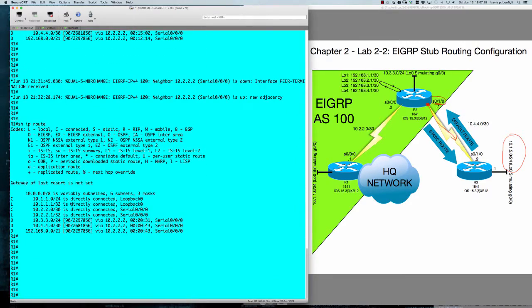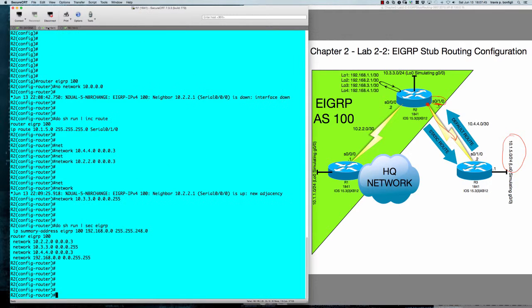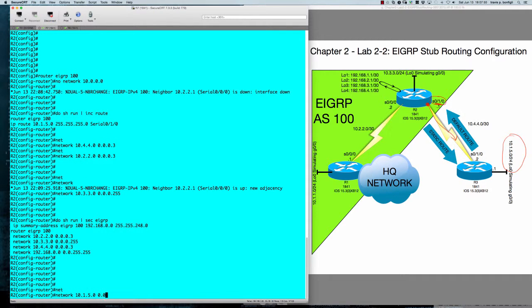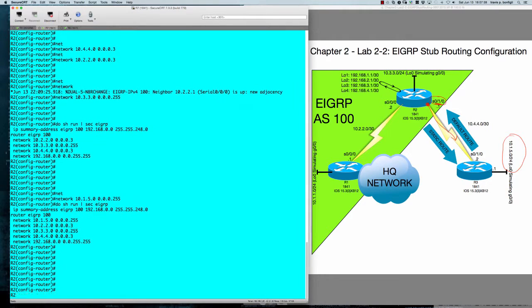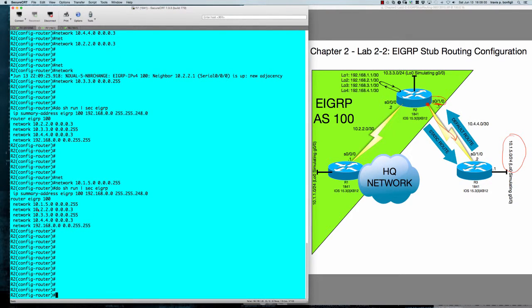And as we anticipated, since we don't have a network statement in our EIGRP config that includes the range of the address of the destination network in that static route, EIGRP is not going to originate a route for that network. Now, what if I were to say network 10.1.5.0? So now, as you can see here, both conditions are met.